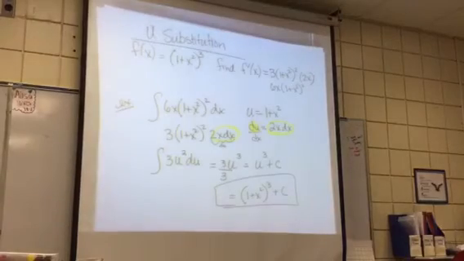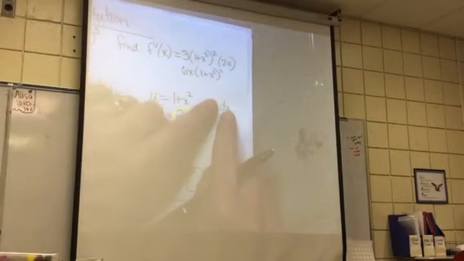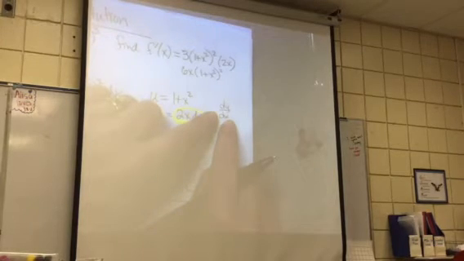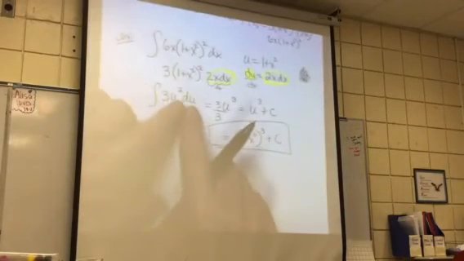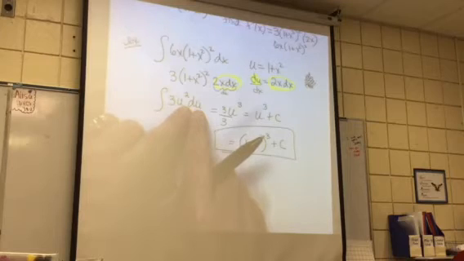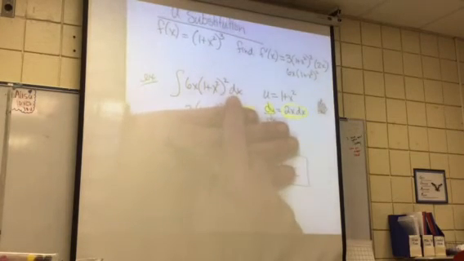Just like when we see a derivative, remember when I say dy dx, that's telling you take the derivative of y with respect to x. The derivative of a function y in terms of x. This du here is telling us to take the antiderivative with respect to u. These variables must agree.